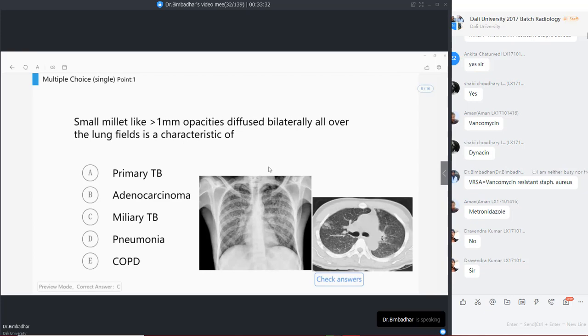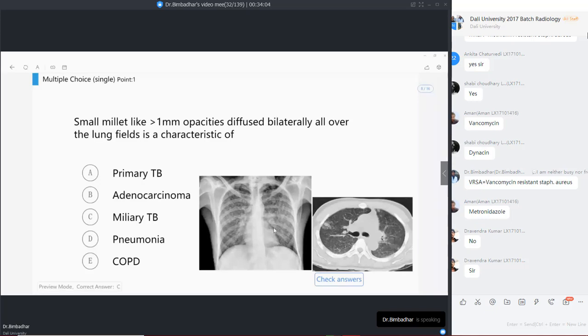Okay, now this is also a very, very easy question. It just goes by the definition, as simple as that. Small millet-like opacities, greater than 1 mm, diffused all over the lung fields, is a characteristic feature of... yes, it is a characteristic feature of miliary TB. Do not forget this appearance either. It is a nodular pattern. It is a nodular interstitial disease. It is not a reticulonodular pattern. This one is a nodular pattern.